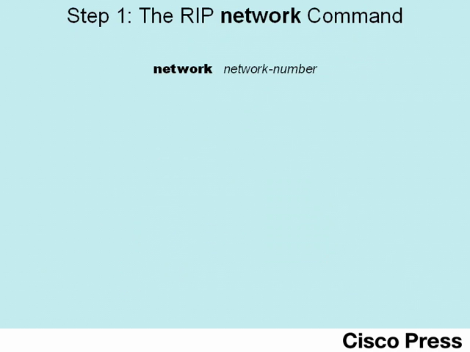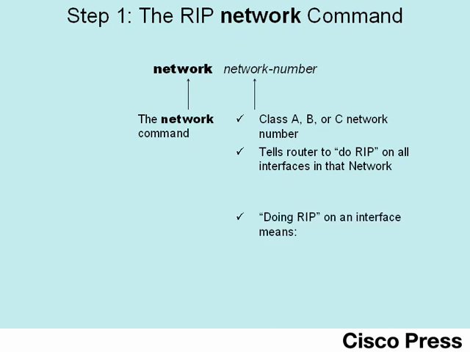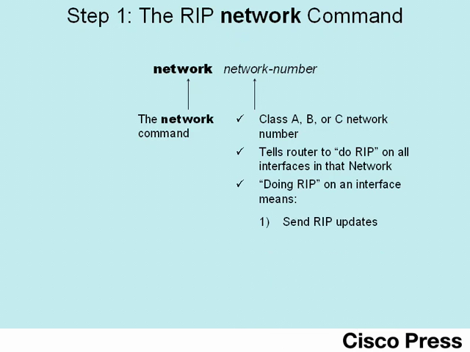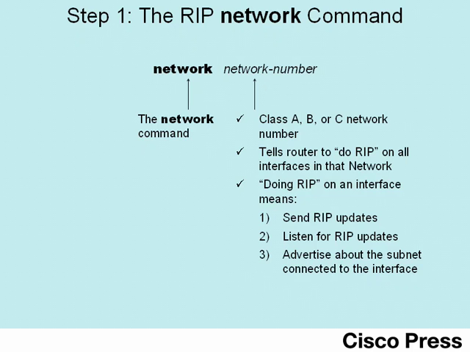Next, let's take a look at the RIP configuration. The RIP configuration starts out with the router rip command, which puts you in RIP configuration submode. Then the network command tells the router on which interfaces to enable RIP. However, the network command is a little bit indirect. The network command, as you see here, has one parameter called the network number, and that is the class A, B, or C network number. What the router will do then is interpret that network number and ask itself, which of my interfaces are in that network? For any interfaces that are in that class A, B, or C network number, that router does RIP on that interface. Doing RIP means sending RIP updates, listening for incoming RIP updates, as well as advertising about that connected subnet.